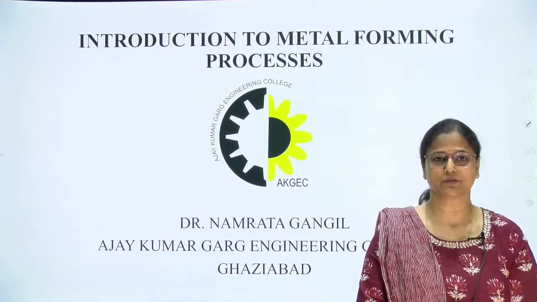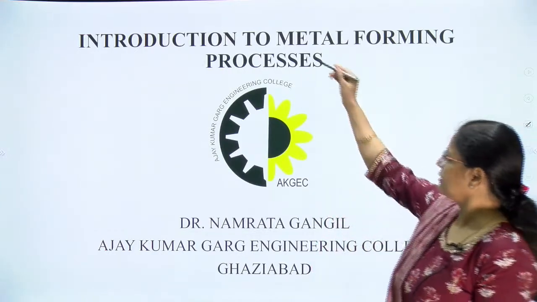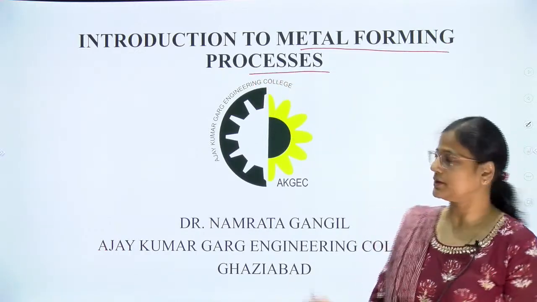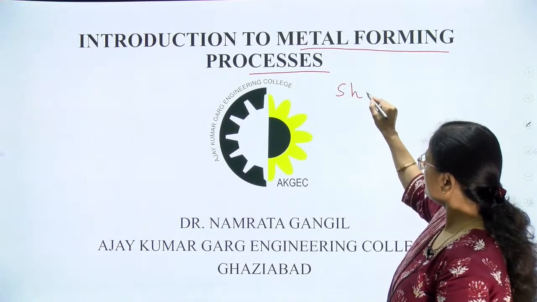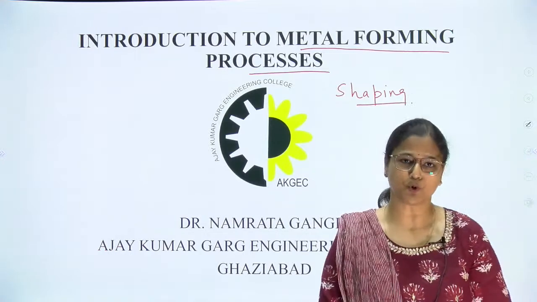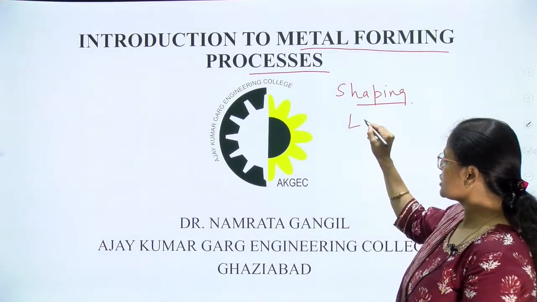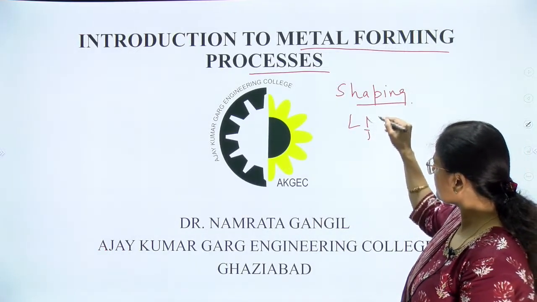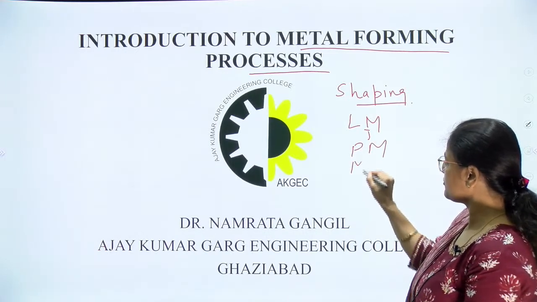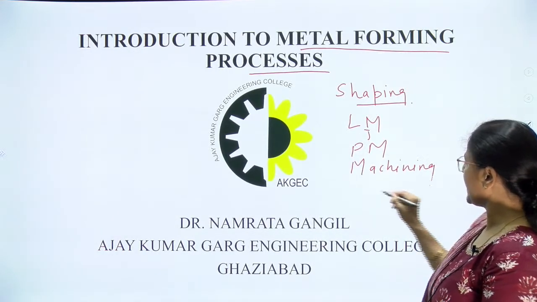So today I will be delivering my lecture on introduction to metal forming process. Metal forming process is basically a shaping process. There are mainly four types of shaping operation: liquid metallurgy, powder metallurgy, machining, and forming.